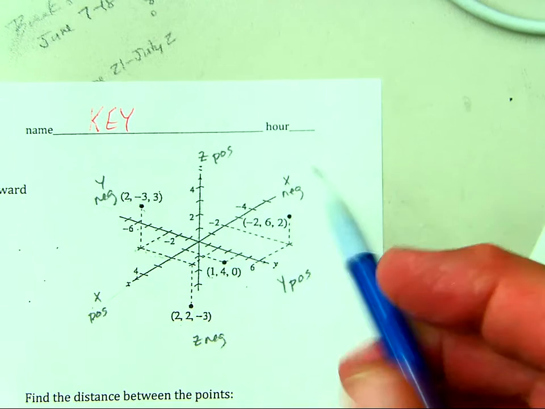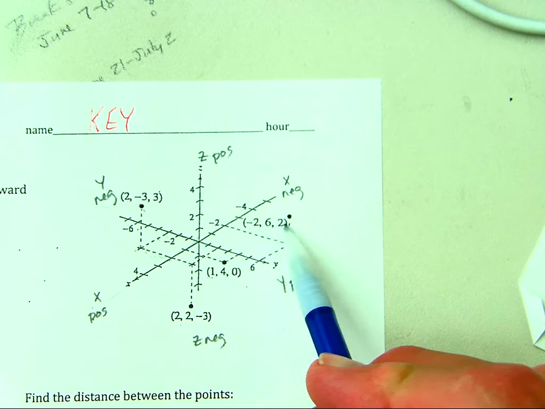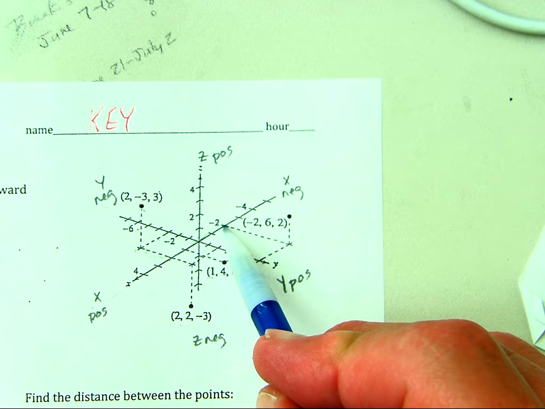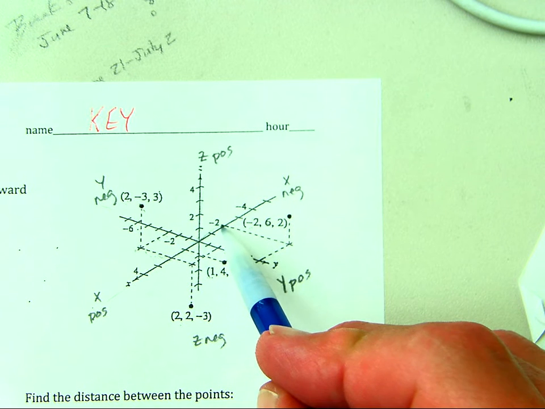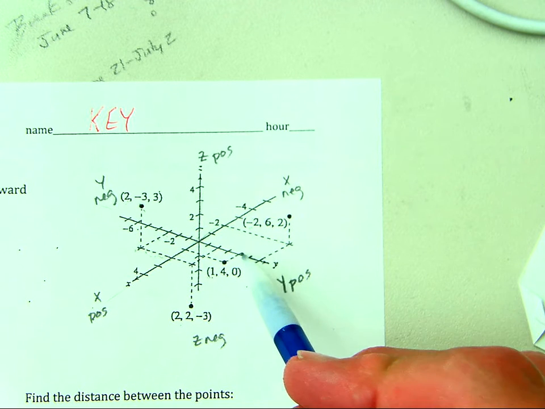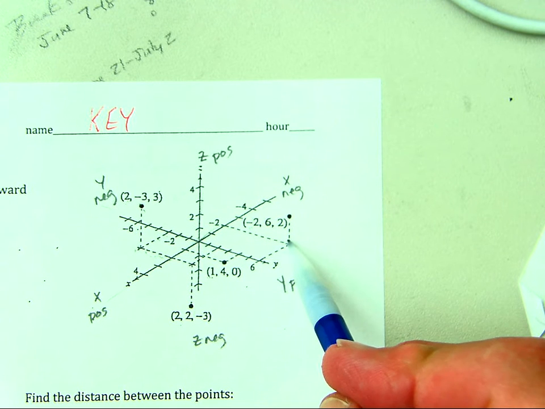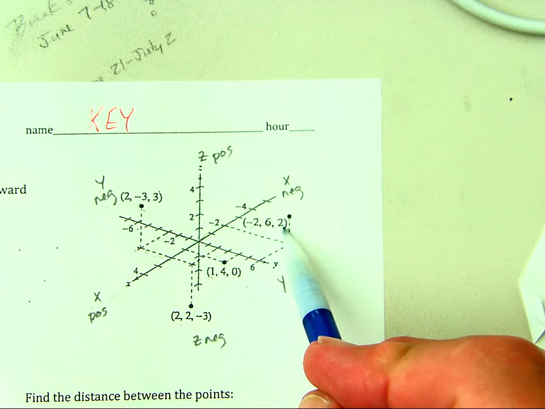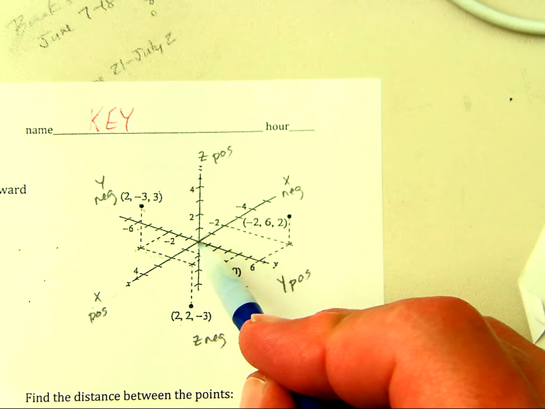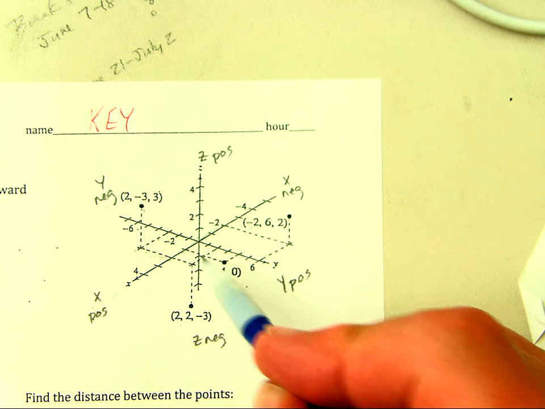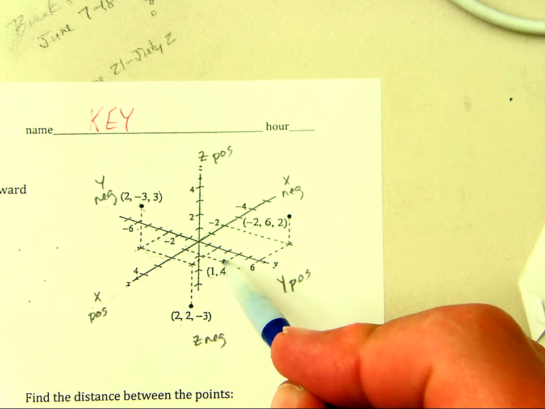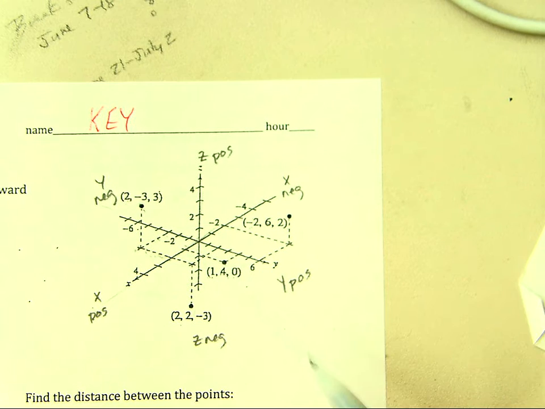Or this point over here is negative 2, 6, 2. So negative 2 means they went backwards here on the x-axis, so there's negative 2. Y is a positive 6, so they came out to the right here, positive 6. Again, notice they made this line parallel to the y-axis. And then from there, they went up 2 for Z. Or this one here, 1, 4, 0. X is 1, so they went out 1 on the x-axis. Y was 4, so they went to the right 4 for the y-axis. And then Z was 0, so they left the point right there.